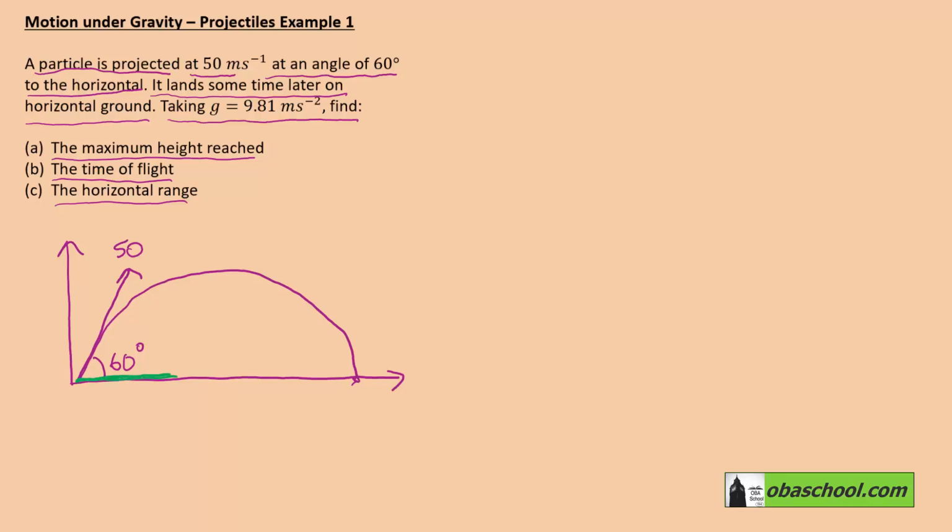Now, the components of the velocity, so this one is the adjacent, so we're going to have 50 cos 60 in this direction, and up here it will be 50 sine 60. So looking first of all at part A, we want the maximum height reached. Now when it reaches the maximum height, the vertical component of velocity will be 0.